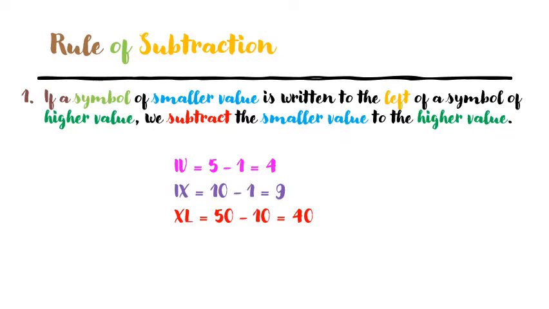Now, XL. Here, X is smaller than L. Therefore, 10 will be subtracted from 50 and the value of XL is 40. XC. X is smaller than C. Hence, 100 minus 10 will be equal to 90. Children, remember one thing. When a smaller value is written to the right hand side, we will add, and when a smaller value is written to the left, we will subtract.